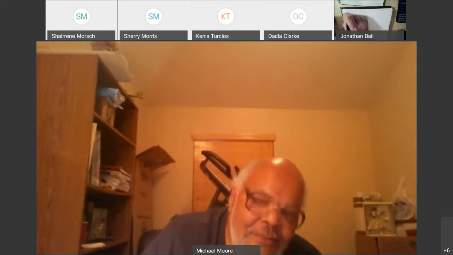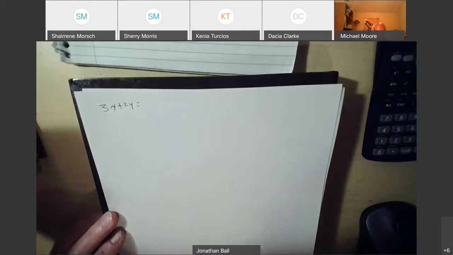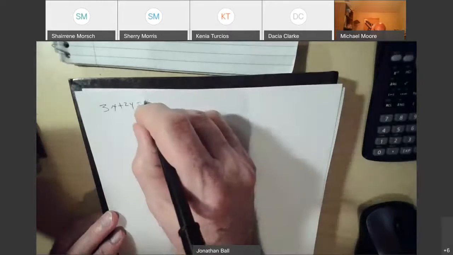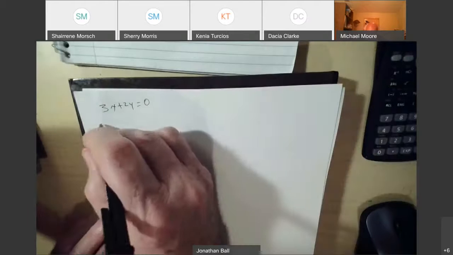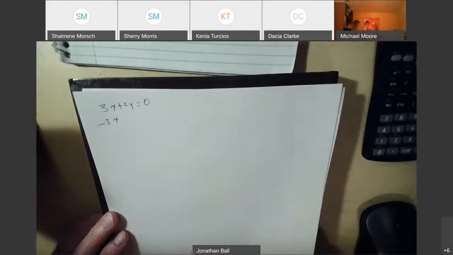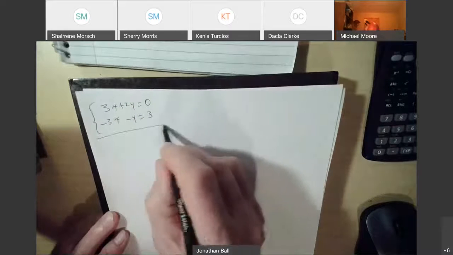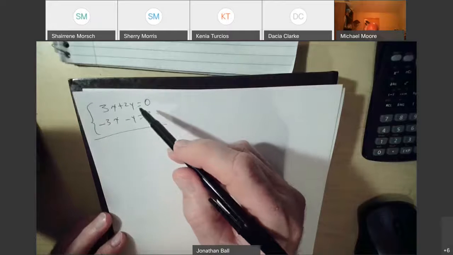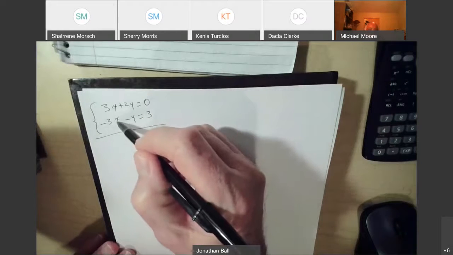3x plus 2y. Let's see if this will work. 3x plus 2y equals 0. And 3x. Oh, stupid. This is even more stupid than the other one. Minus y. Well, we'll do it. Minus y equals 3. System of equations. Now, do we have to change either one of these things? No, because we have one variable is the opposite of the other one.